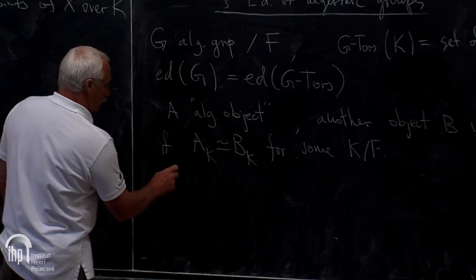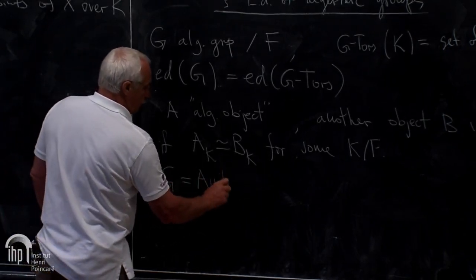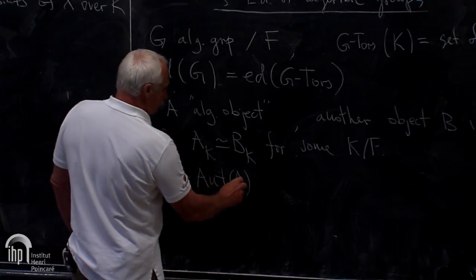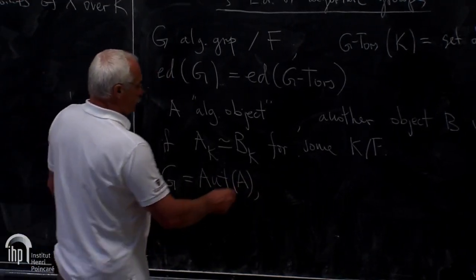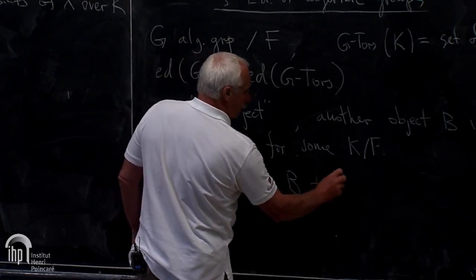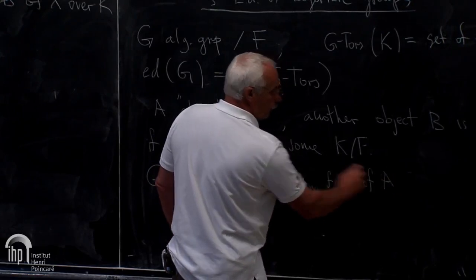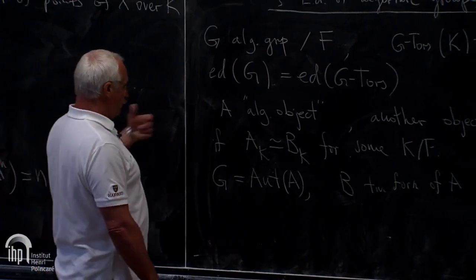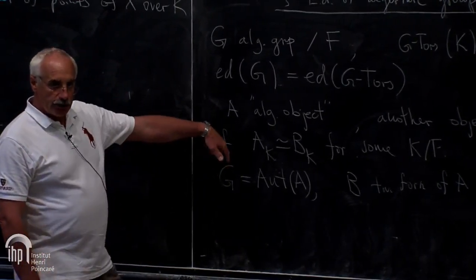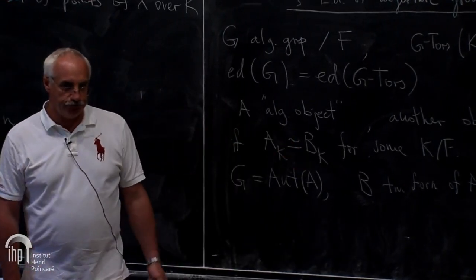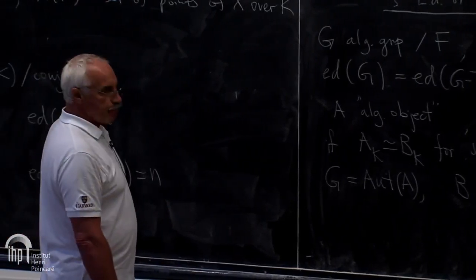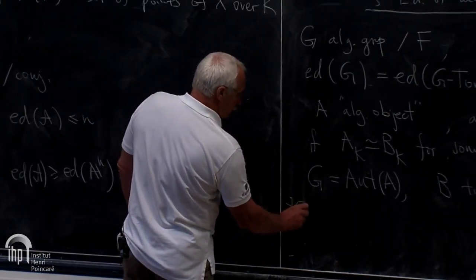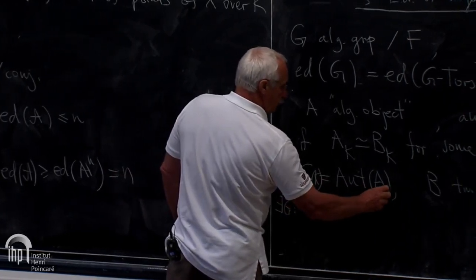Now let's take the automorphism group of the object A. Very often this has the structure of an algebraic group, in the sense that there is an algebraic group G such that the set of points of G over any field extension K is equal to the automorphism group of A over K.